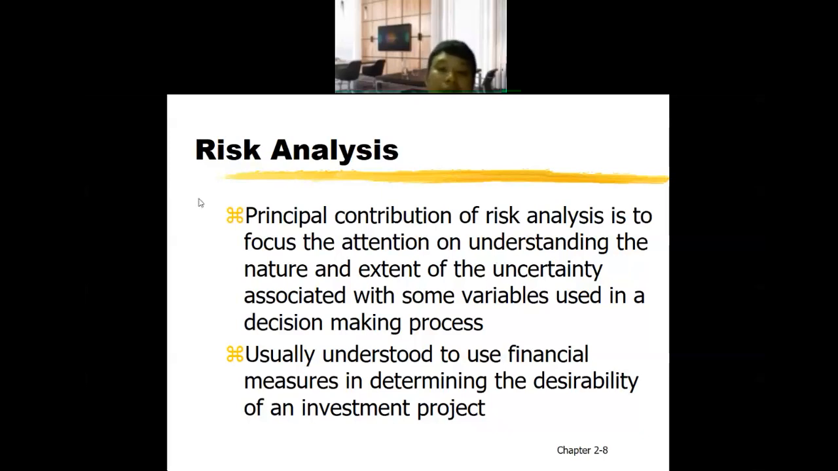This can make you a hypothesis, in the end to make a decision. So it is usually understood to use financial measures in determining the desirability of an investment project. Risk analysis is a lot used for investment projects in finance, and for construction also you need risk analysis because it involves the budget.